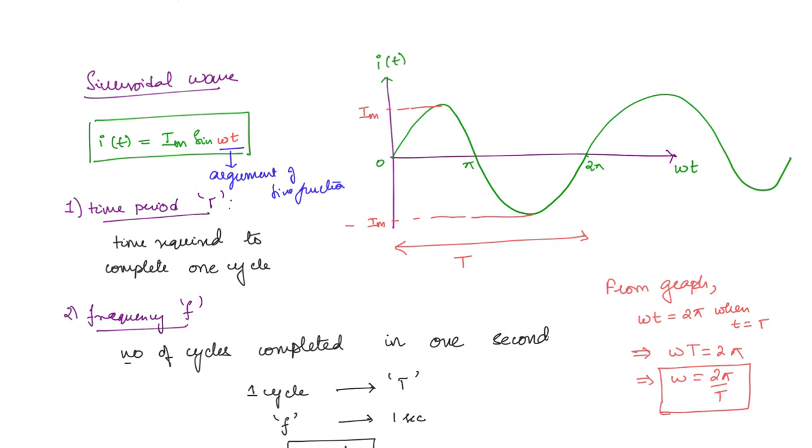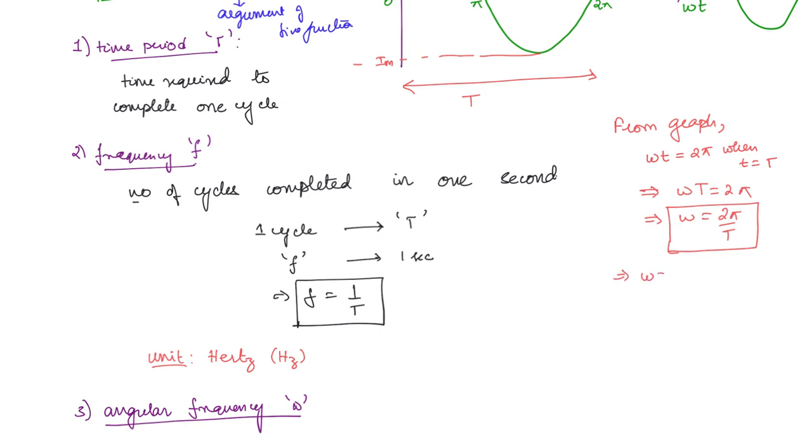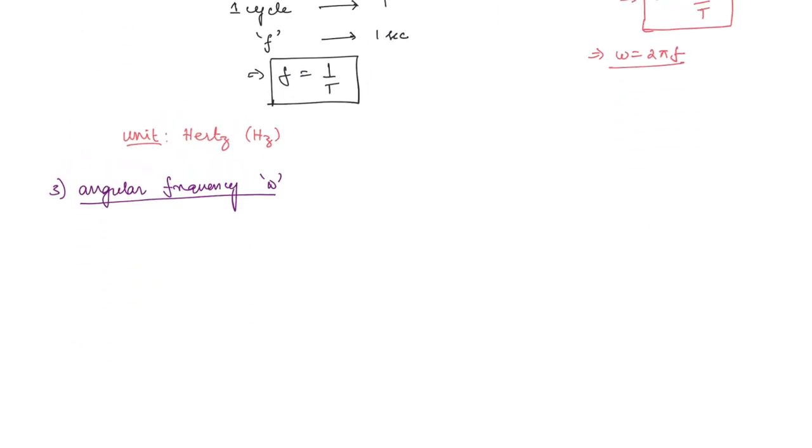Now what about frequency? We know that 1 by T is frequency. So this implies omega is equal to 2 pi f. This is how angular frequency and frequency are related. So angular frequency omega is equal to 2 pi by time period, or omega T is equal to 2 pi f. What is the unit of angular frequency? It is radian per second. So these are three of the most important characteristics that you need to know.